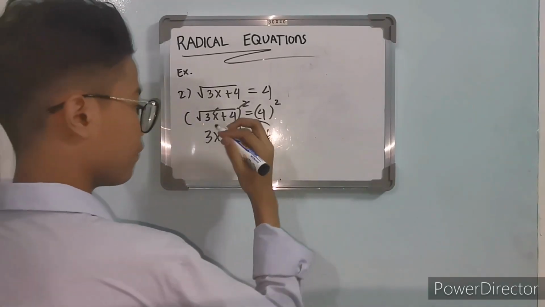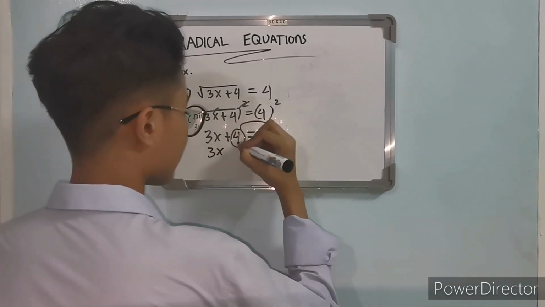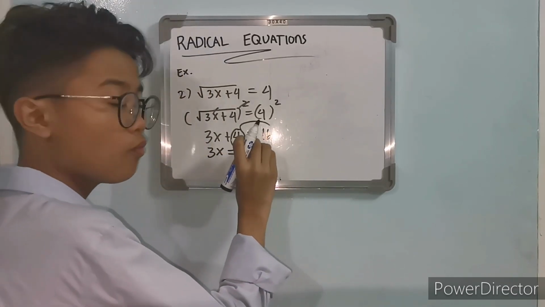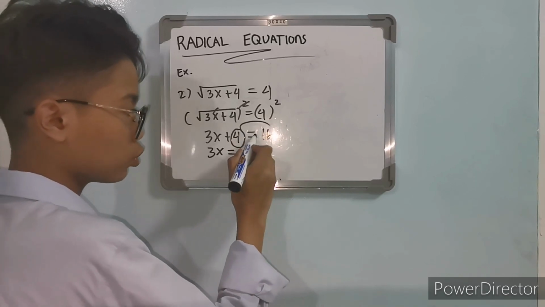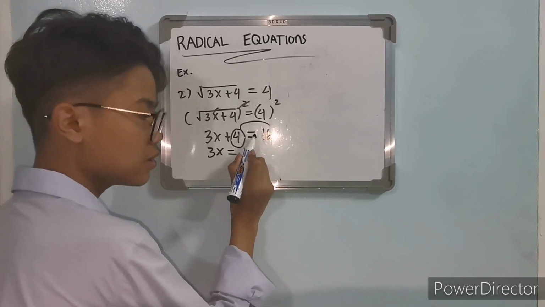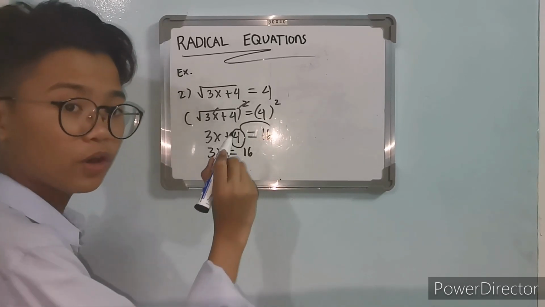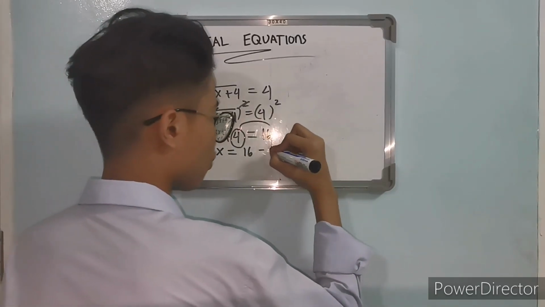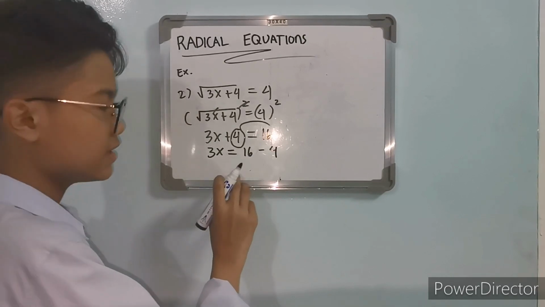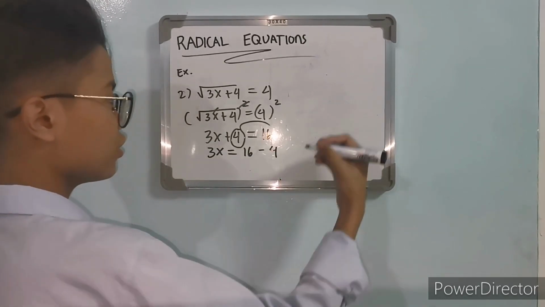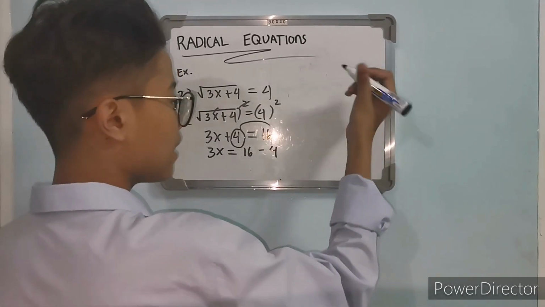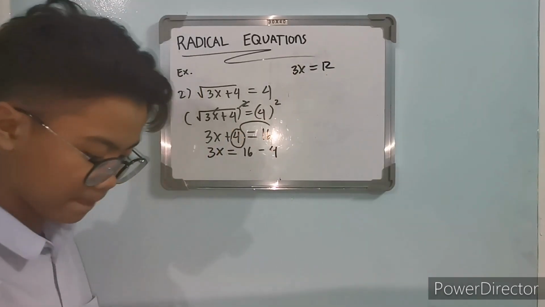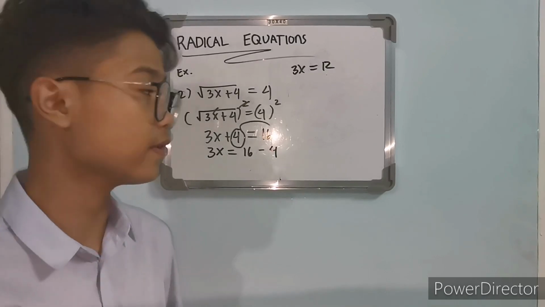So we're going to transpose 4, and it's going to be 3x is equal to 16 when we're transposing a number over an equal sign. Take note, it needs to go over the equal sign for it to change in value. So it becomes -4. So we're left with 3x is equal to 16 minus 4. If we continue the solution, 16 minus 4 is 12, so we get 3x is equal to 12.